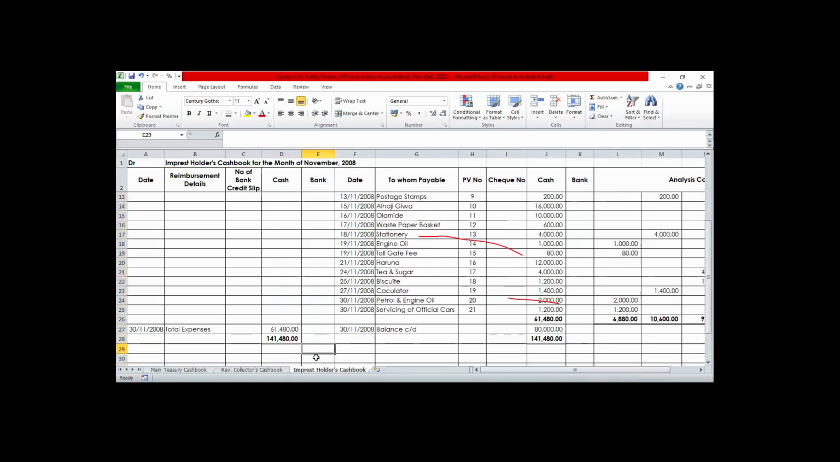Then we come here as at 1st December 2008. We have the cash float, which is your balance brought forward, which is this 80,000. That's how to go about it. Any question?